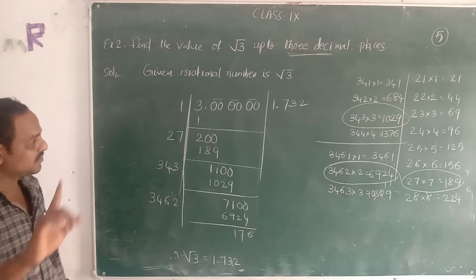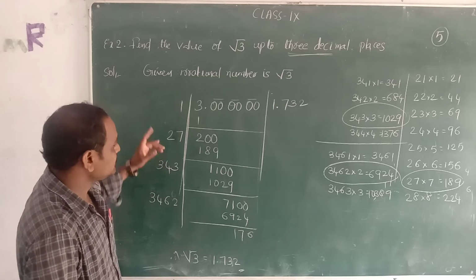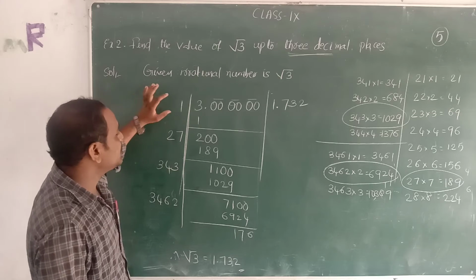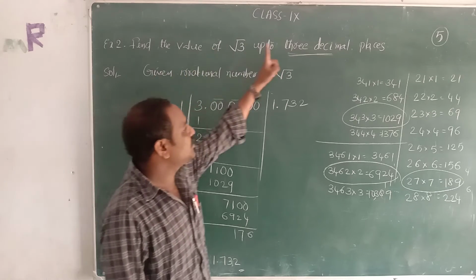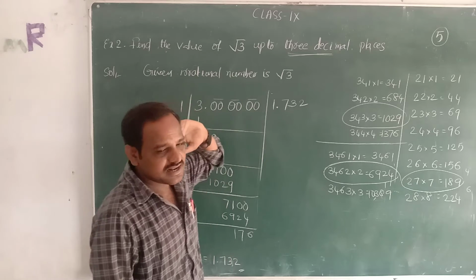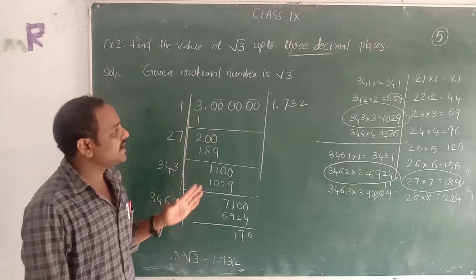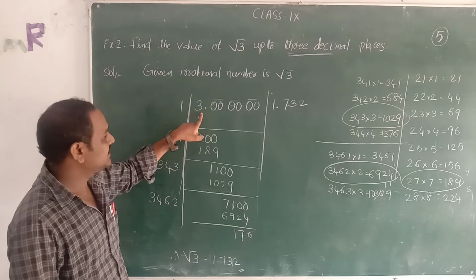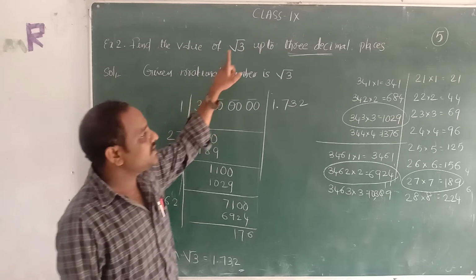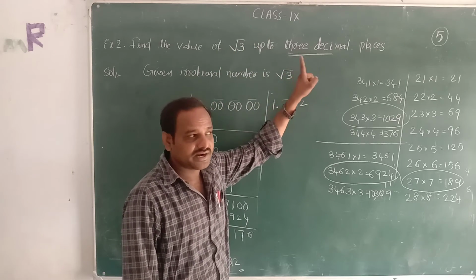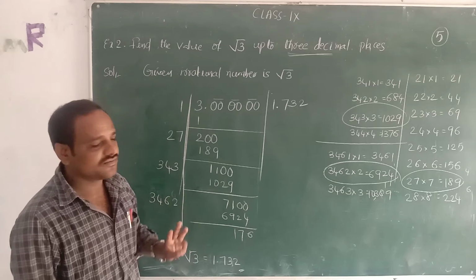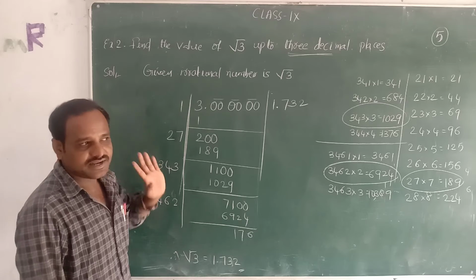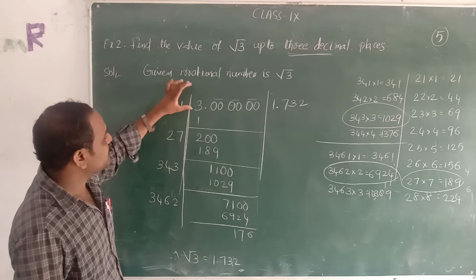Did you understand? Once again, listen carefully. Here the given number is root 3. Now we need to find the value of root 3 up to how many decimal places? 3 decimal places. So to find the value of root 3 in decimal form, we take 3 point, and we find it up to 3 decimal places. That is why we have to take 3 pairs of zeros, totally 3 pairs.